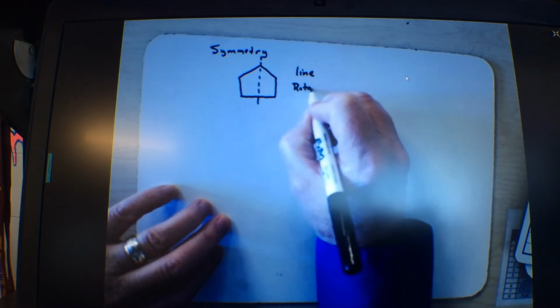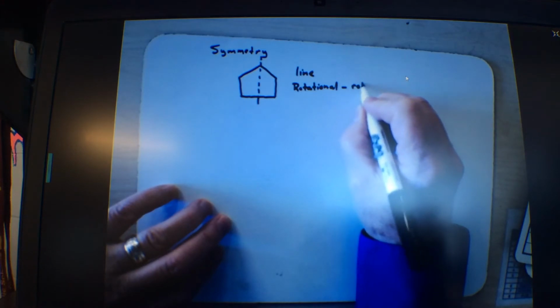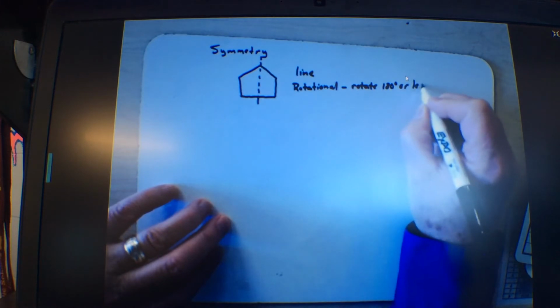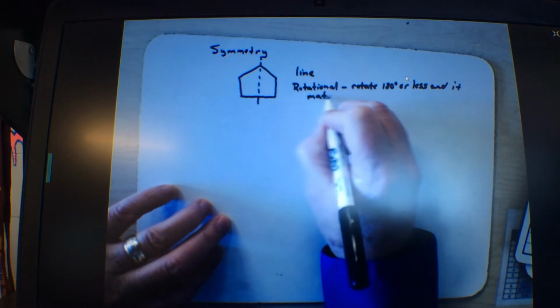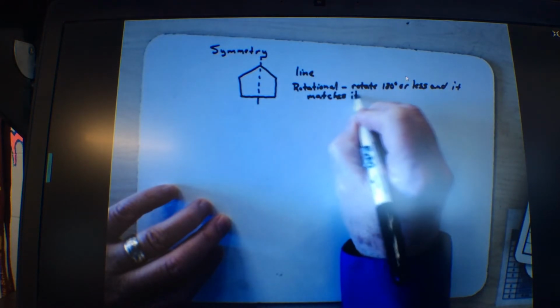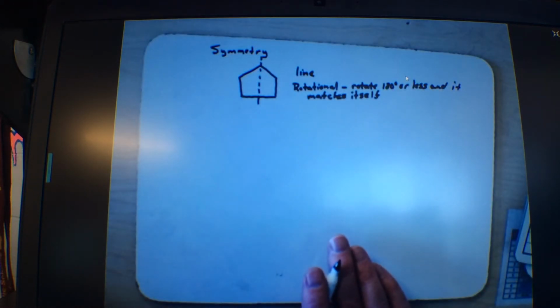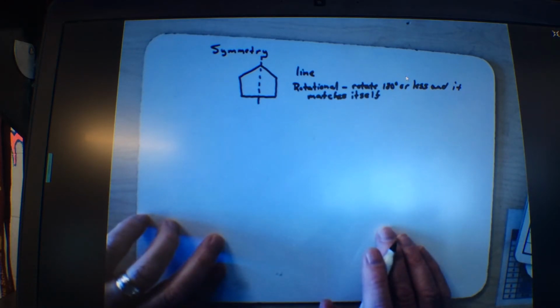Rotational symmetry is if we can rotate it 180 degrees or less, and it matches itself. So if you could turn it 180 degrees either way, it matches itself. Does it in this case? No, it does not. Okay? All right. Any questions about that?